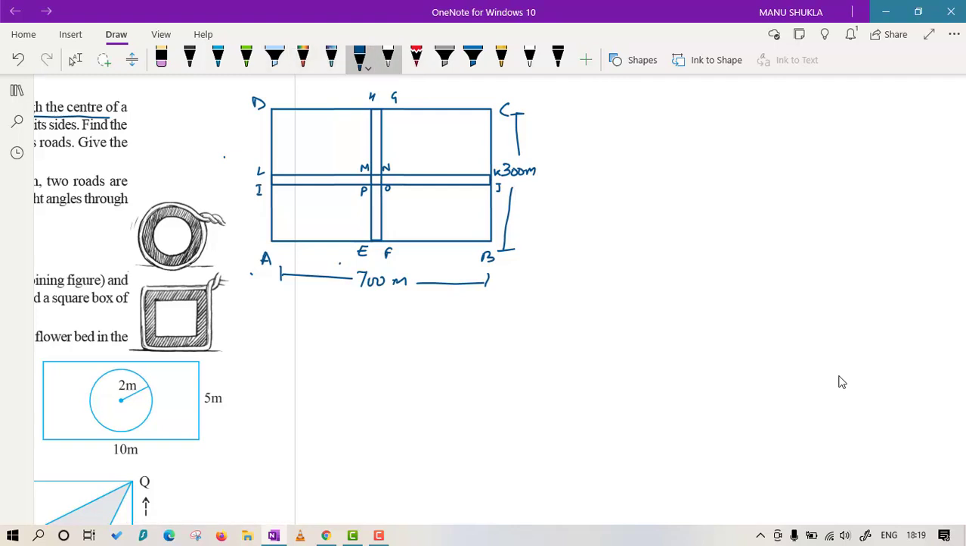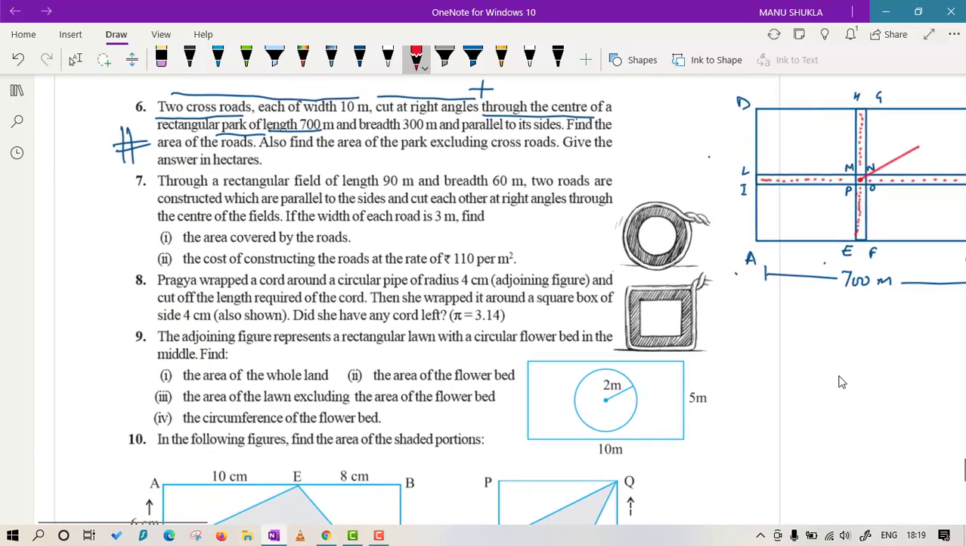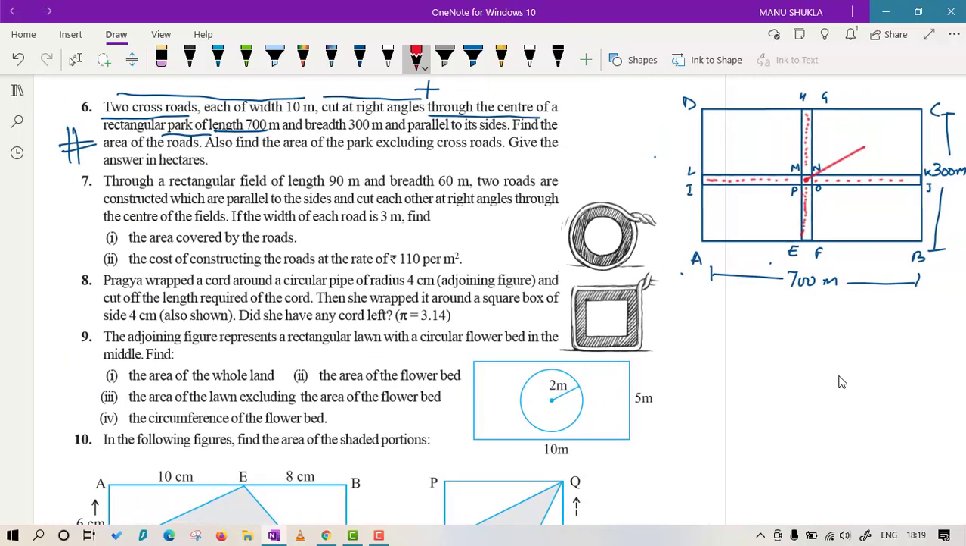So we need to find this area of road. If you observe, class, they are nothing else but rectangles only. They are simple rectangular strips. But this portion is coming two times. This is like a square which is coming two times. What is the width of the path? I forgot to see. It is 10 meters. The width of the path is 10 meters.